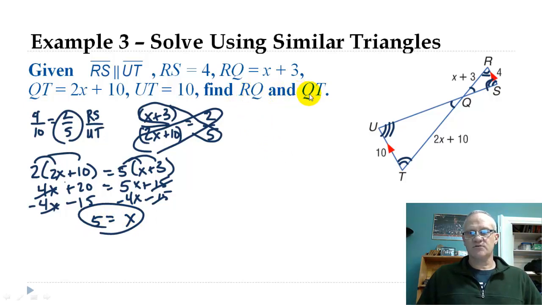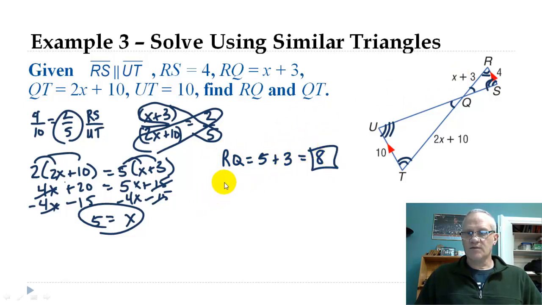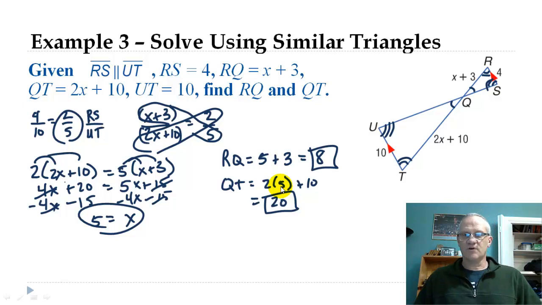We're trying to find out RQ and QT. So now we just plug it in. RQ is x plus 3, so this will just be 5 plus 3, which is 8. And then QT is going to be what? 2 times 5 plus 10, so that would be 10 plus 10 is 20. So RQ is 8 and QT is 20. Okay?